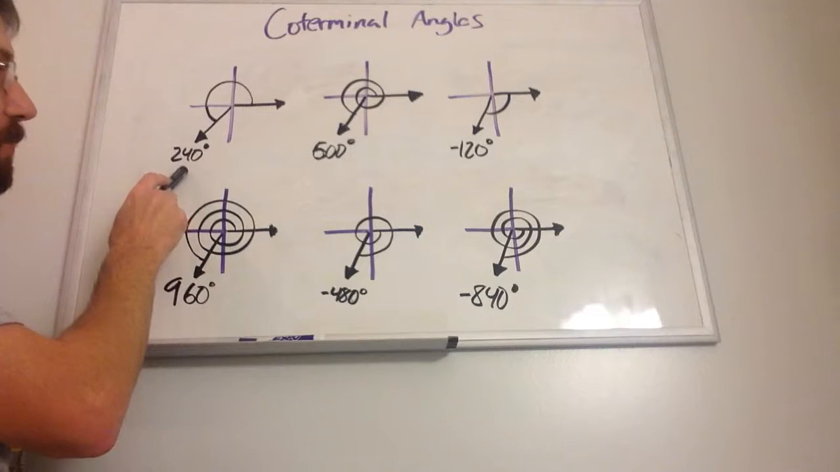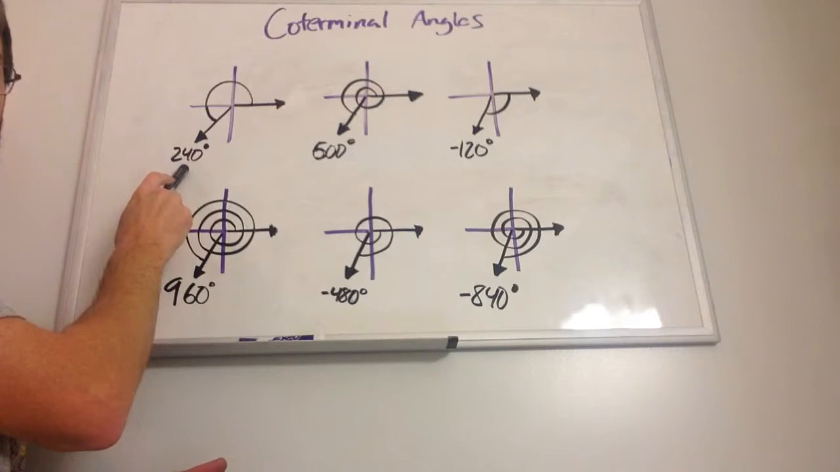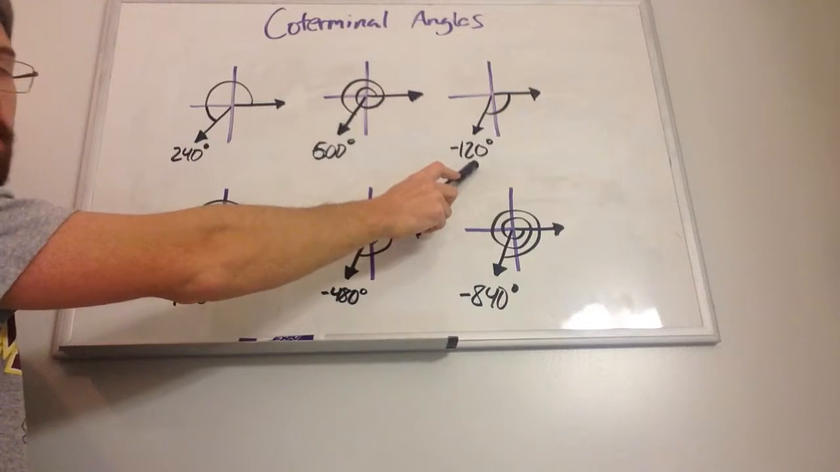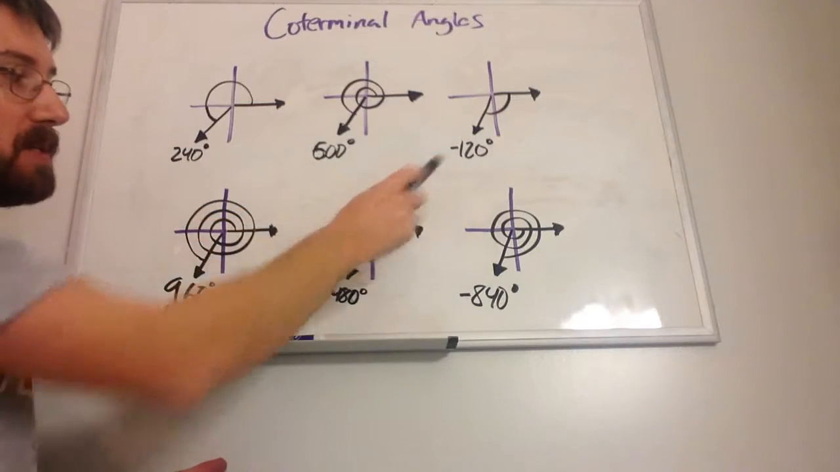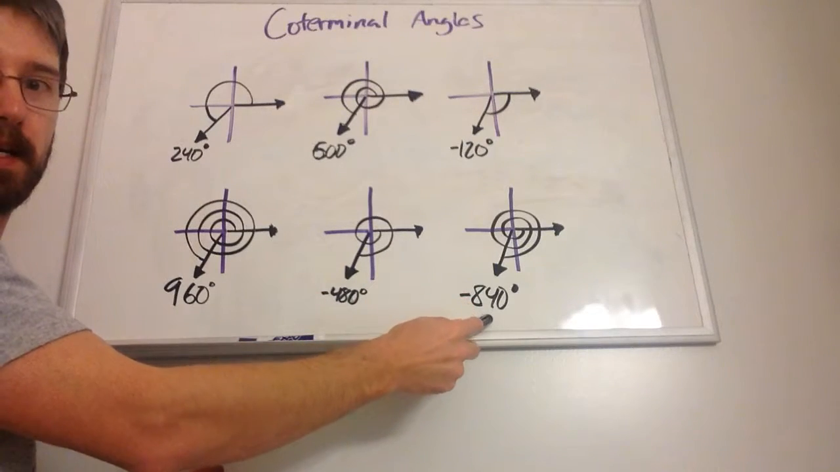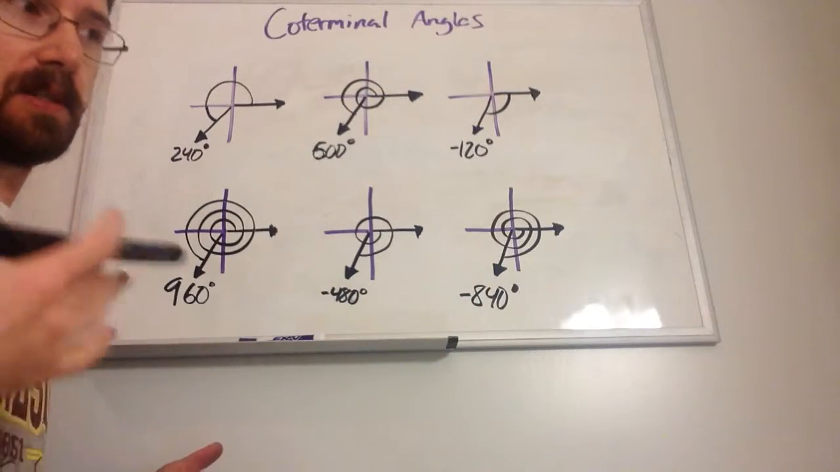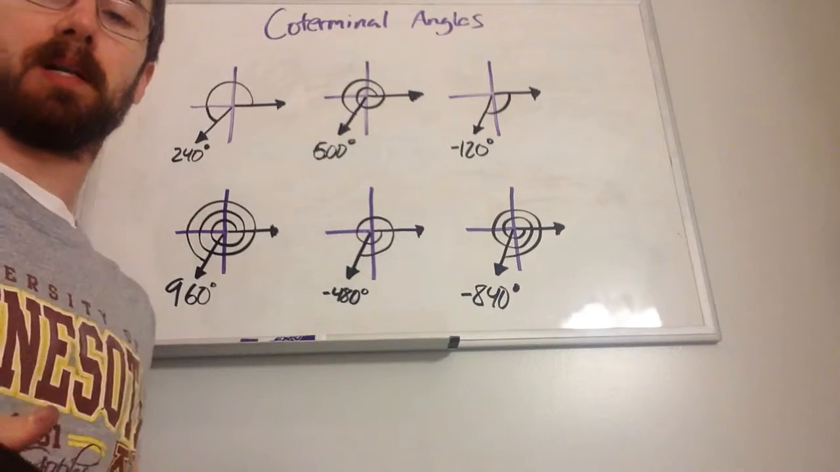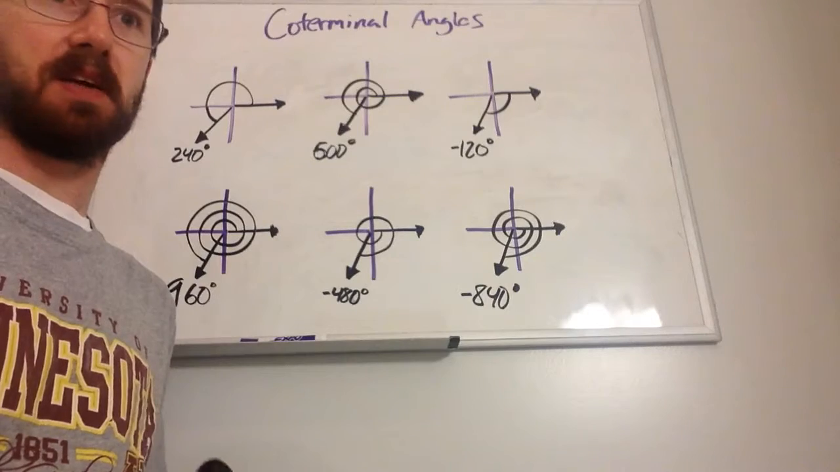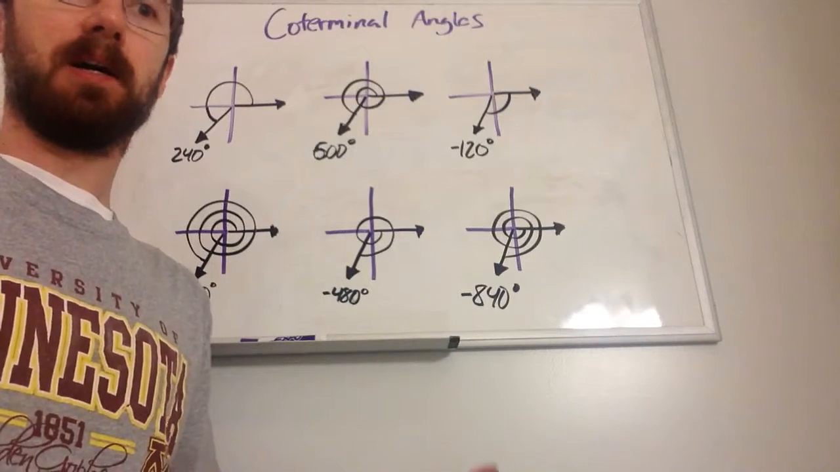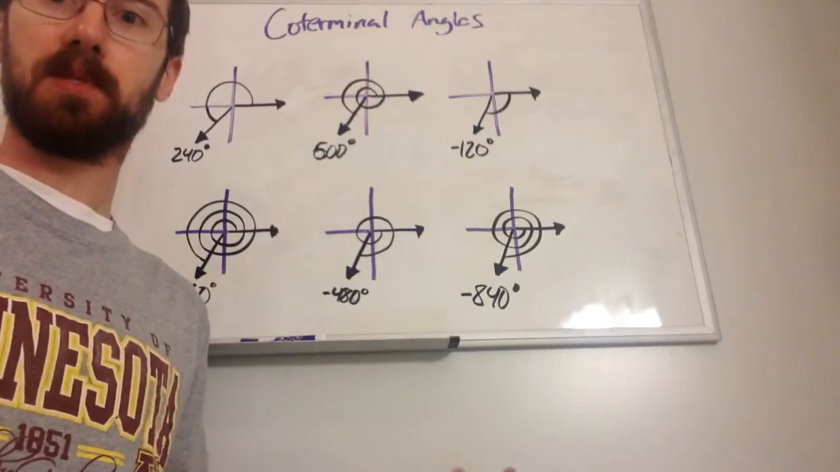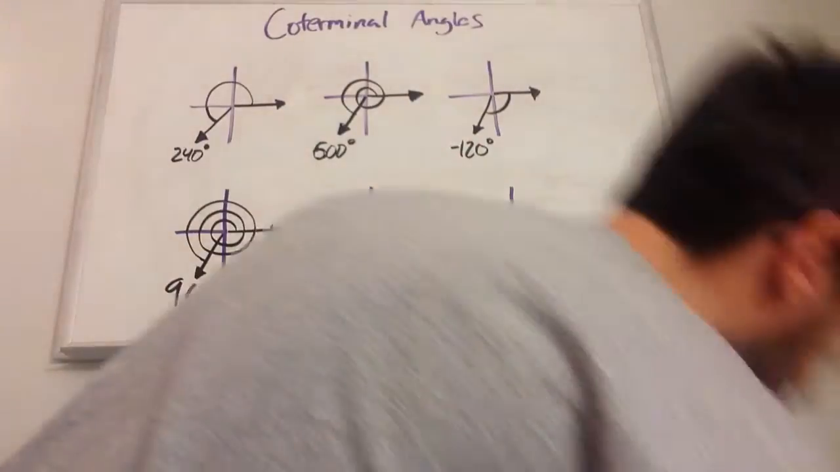If I go from 240 and I subtract 360, so I go backward around the circle, around the graph, I get negative 120. If I subtract another 360, I get negative 480. If I subtract another 360, I get negative 840. There's literally an infinite number of coterminal angles to any given angle. As long as you could add 360 1,000 times and you would get another coterminal angle. You could subtract 360 a billion times and you would still get another coterminal angle.